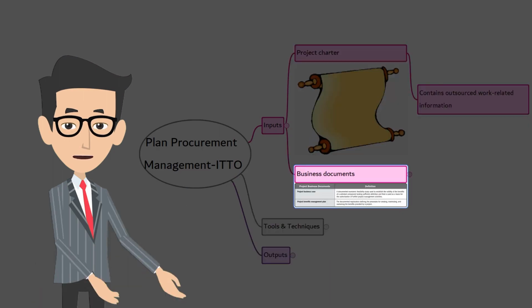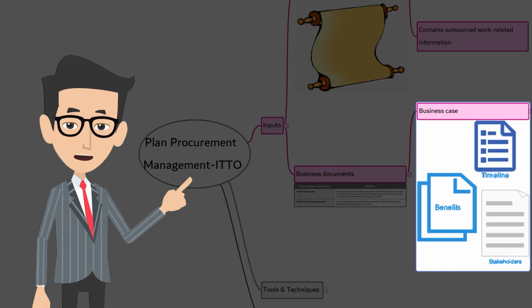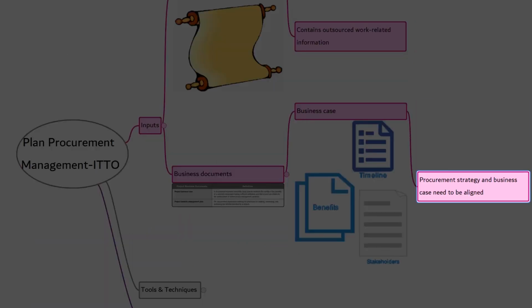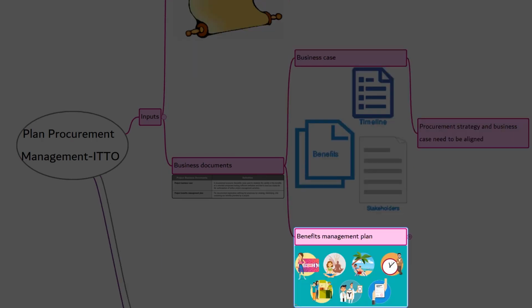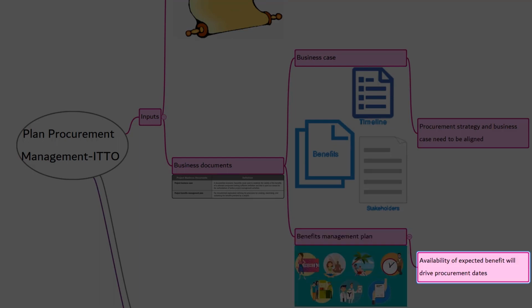Second, business documents. In it, first, business case. The procurement strategy and business case need to be aligned to ensure the business case remains valid. The second one in business documents is the benefits management plan. This describes when specific benefits are expected to be available, which will drive procurement dates and the contract.